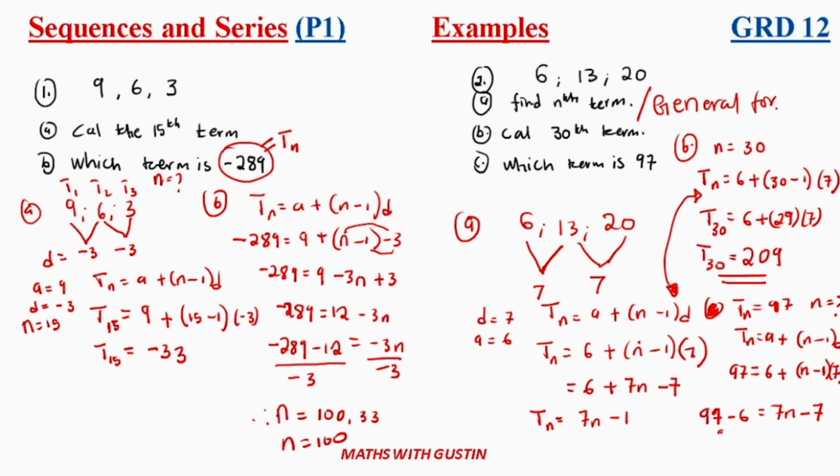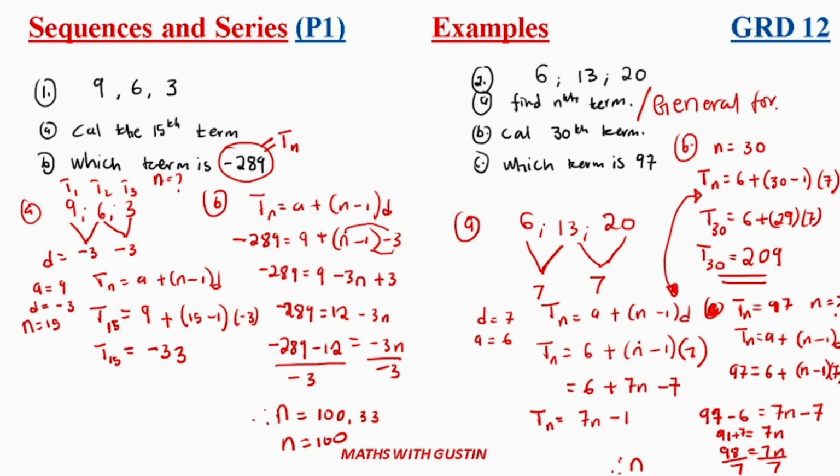So therefore here we're going to have 97 minus 6, which is going to give us 91. We have 91 equals 7n minus 7. Therefore if I take this 7 to the other side, it's going to give us plus 7 again, which takes us to 98. Then you divide by 7 both sides, guys. This is just algebra. If you are in grade 12, I would expect you to know what is happening in this instance.